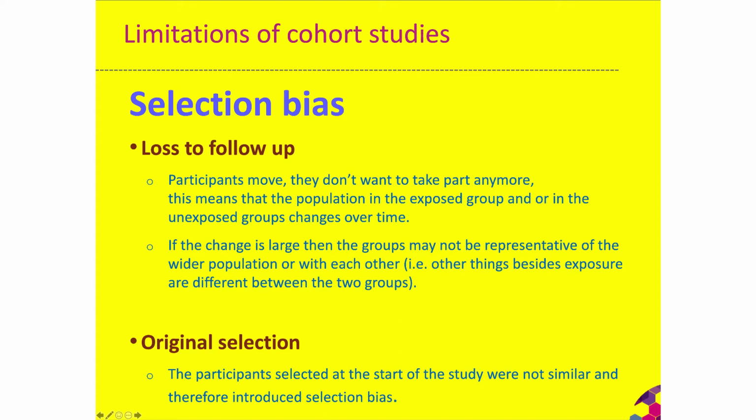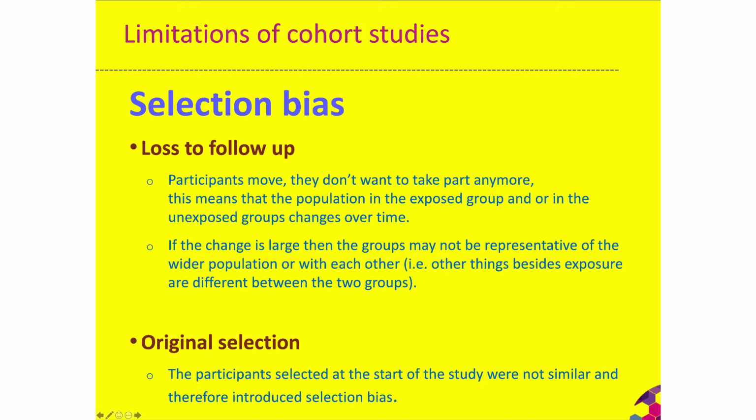Like all studies, cohort studies are faced with selection bias and information bias. There are two types of selection bias that are linked with cohort studies. The first is loss to follow-up. Because the cohort study happens over a long period of time, participants move, they don't want to take part anymore, or they are lost to contact for some other reason. This means the population in the exposed group or in the unexposed group changes over time. If the change is large and there's a big difference between the two groups, then the groups may not be representative of the wider population or of each other.